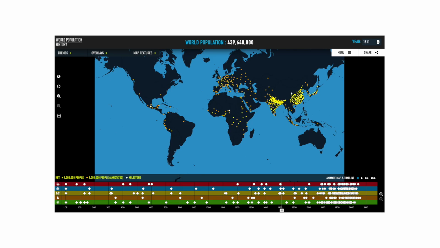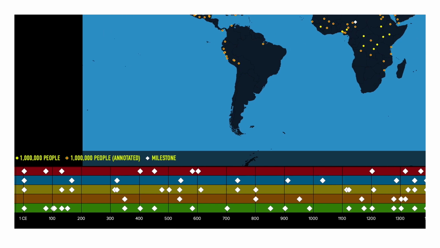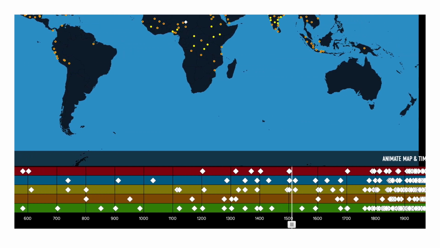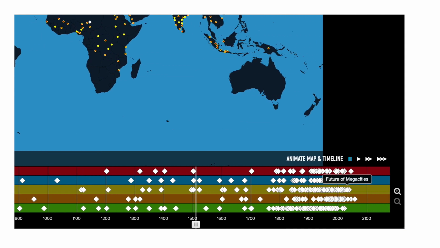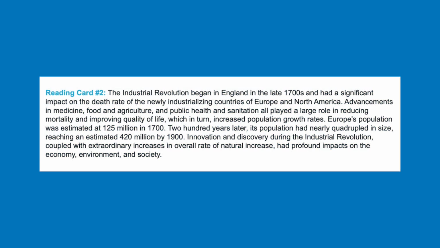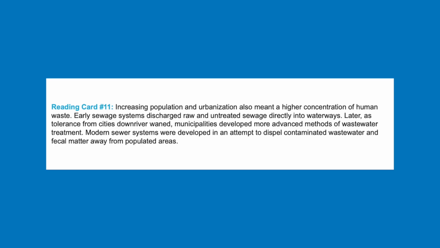Then you transition into part 2, which is an interactive story. You're going to go through a timeline exploration with the students using the timeline showing historical markers from worldpopulationhistory.org. You're going to give 12 students cards that have information about important historical markers in those areas of medicine, agriculture, and public health and sanitation, and how they affected population growth.